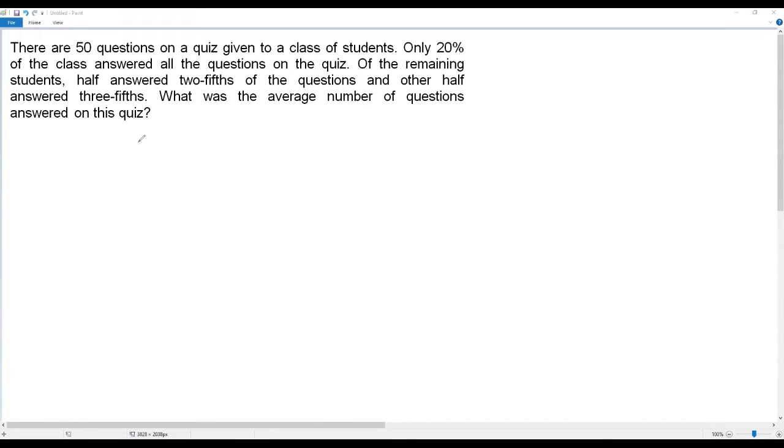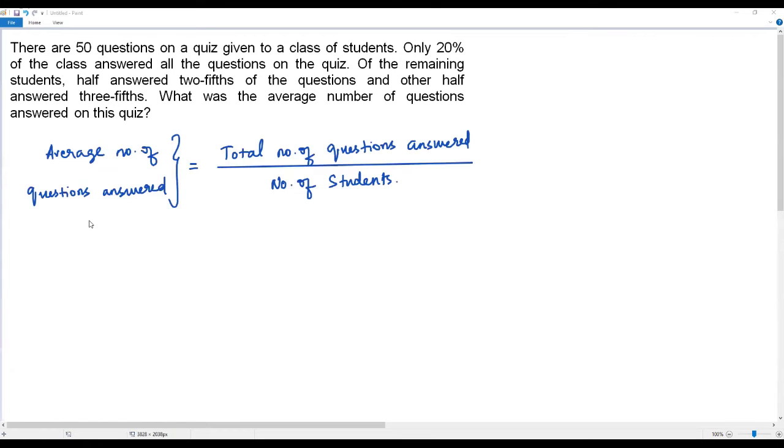Okay, now first let me write some stuff to find the average number of questions answered on this quiz. To get the average number of questions answered per student, I have to divide the total number of questions answered by all the students by the number of students. If I want to use a formula, I must know the number of students in the class, but that is not given in the question. So since it is not given, we can assume some variable for that, say the number of students in the class equals X.